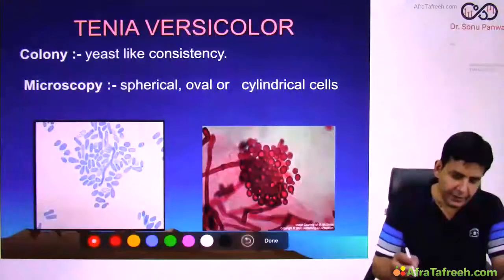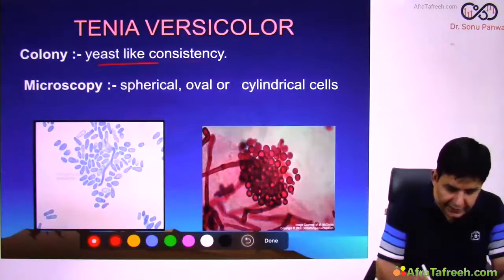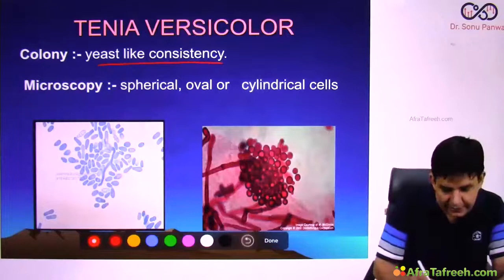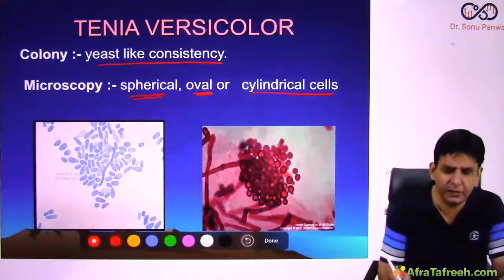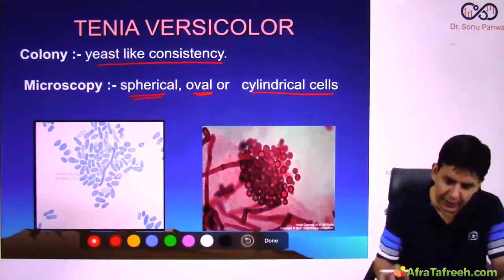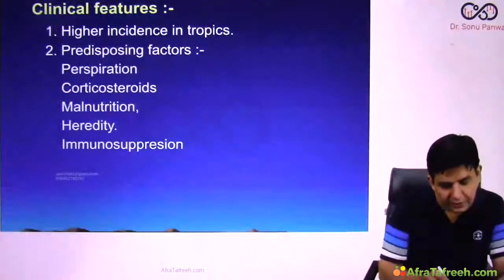Okay. Now, the colony looks yeast-like in consistency. Under the microscope, you have spherical, oval or cylindrical cells. So they are observed. Any yeast will exist in these forms, only spherical, oval or cylindrical. So they look like this. Okay. First of all, remember this.